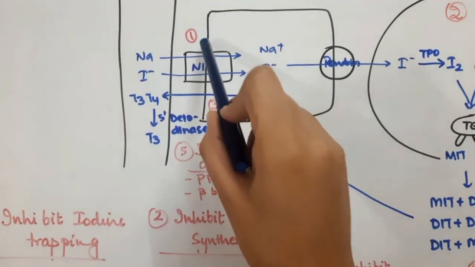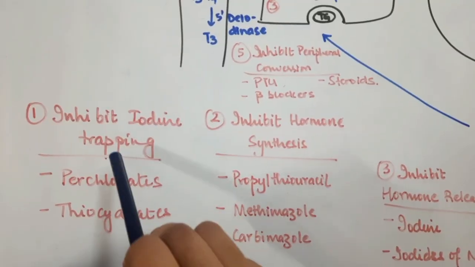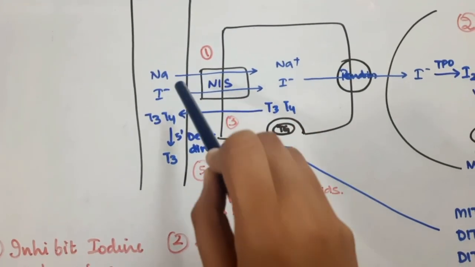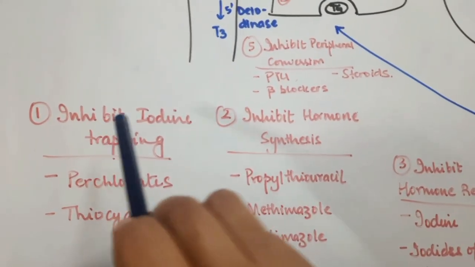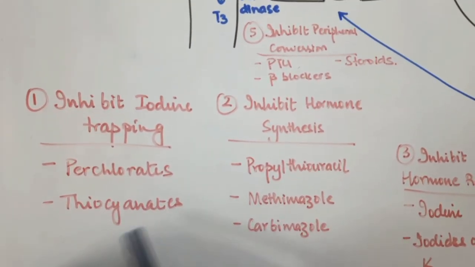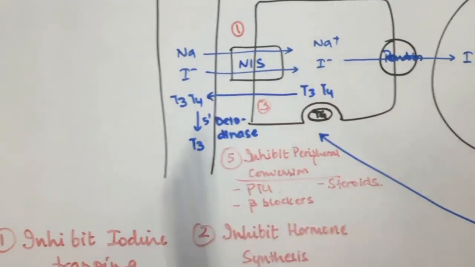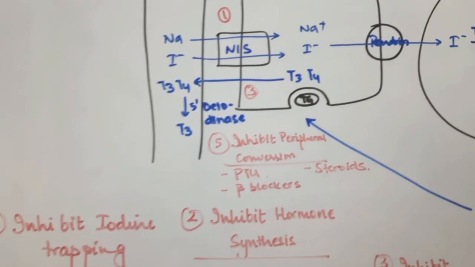Now, if we look at the first group of drugs, the first group of drugs will inhibit iodine trapping. The first step of thyroid hormone synthesis is iodide trapping, and this first group of drugs are the ones which inhibit iodide trapping, and those drugs are perchlorates and thiocyanates. So perchlorates and thiocyanates will inhibit the sodium iodine symporter, and they will inhibit the process of iodide trapping.